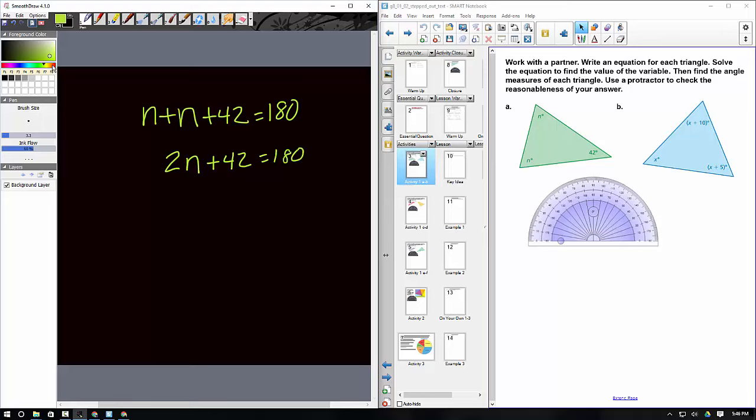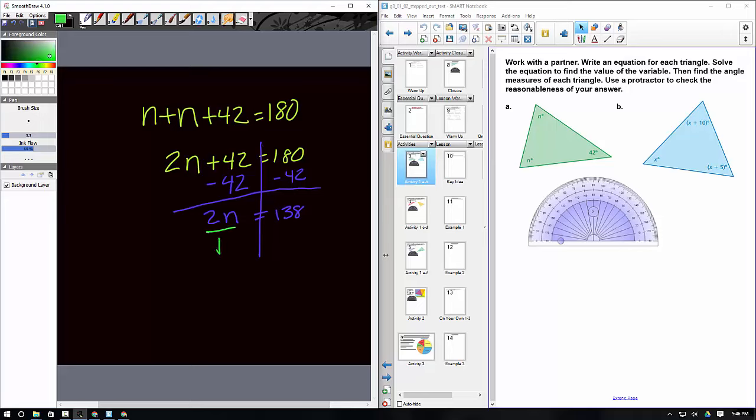Now, I'm going to go through it, and I have to try to get the n's by themselves. So I'm going to first do the subtraction equality, because I want to do the opposite or undo the plus. So I'll say minus 42 from this side, and I'll have a total of 2n equals 138. I'm then going to divide both sides by 2, or multiply by 1/2. It's up to you how you do it.